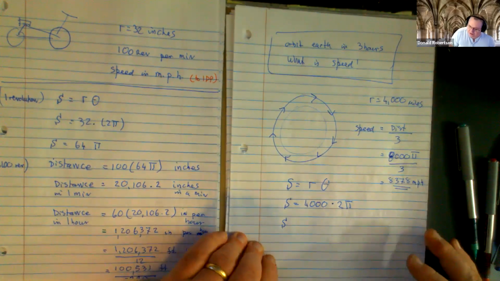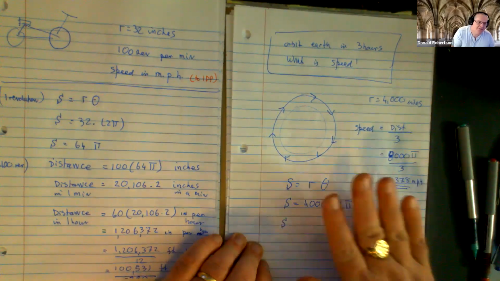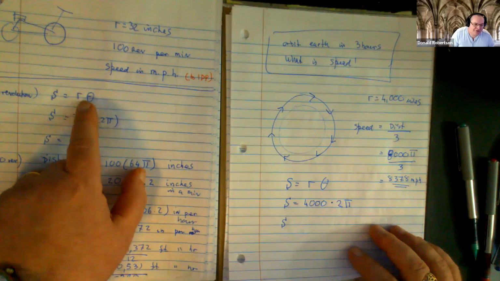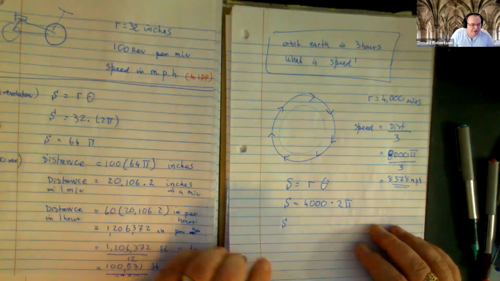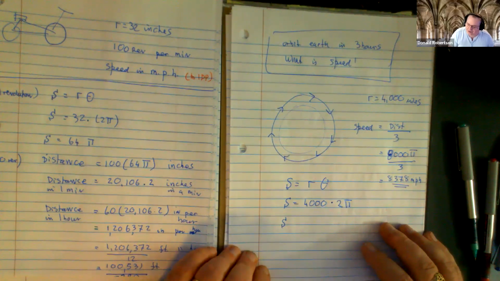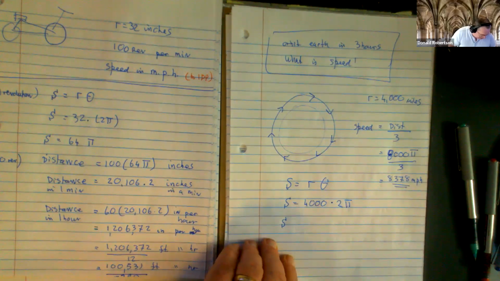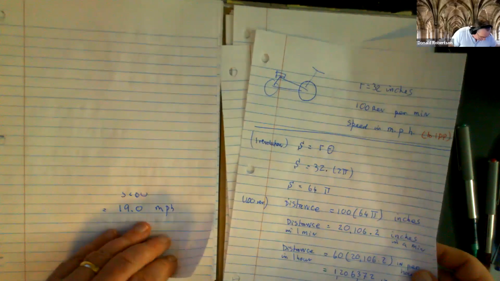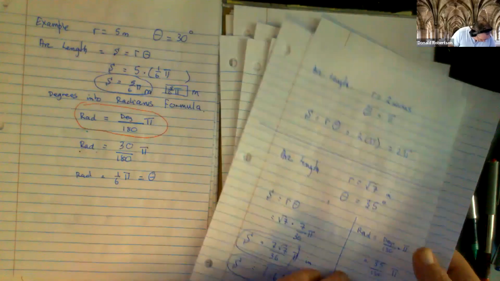Are we good with arc length then? A little application: tell me S or tell me R or tell me theta. The only thing you really need to be careful of is to make sure that the angle is always in radians. Sometimes they sneak a 40-degree on you. Well, that's a lot. Right, next fella.